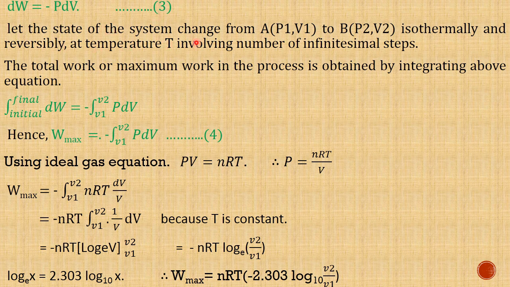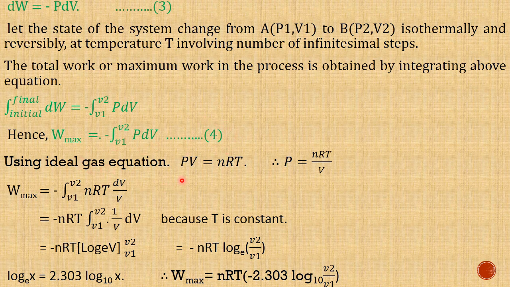Let the state of the system change from A to B, that is from P1 V1 to P2 V2, isothermally and reversibly. What is isothermal and reversible expansion? A process where there is a rise in volume at constant temperature. The total work, or maximum work, in the process is obtained by integrating the above equation. Write down the same equation and integrate from the initial to the final state, from V1 to V2, because the volume changed from V1 to V2. Hence, after this integration, only W remains. So W is equal to minus the integral from V1 to V2 of P dV, as in equation number 4.